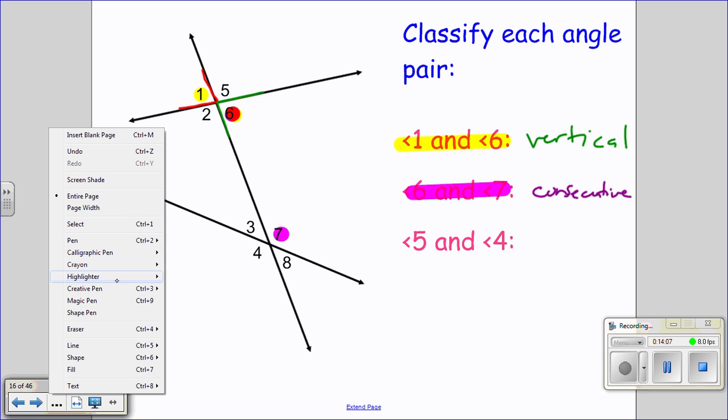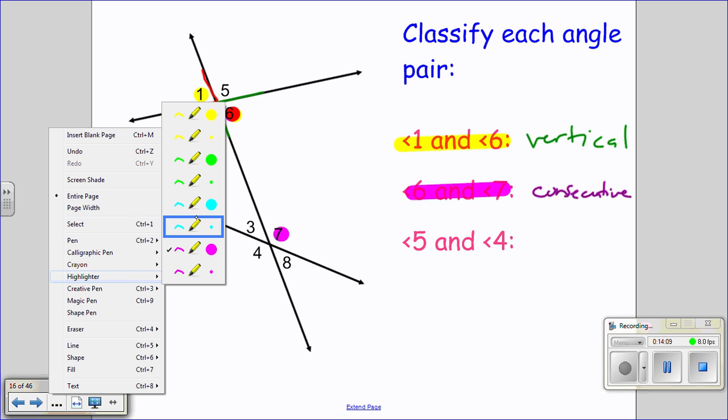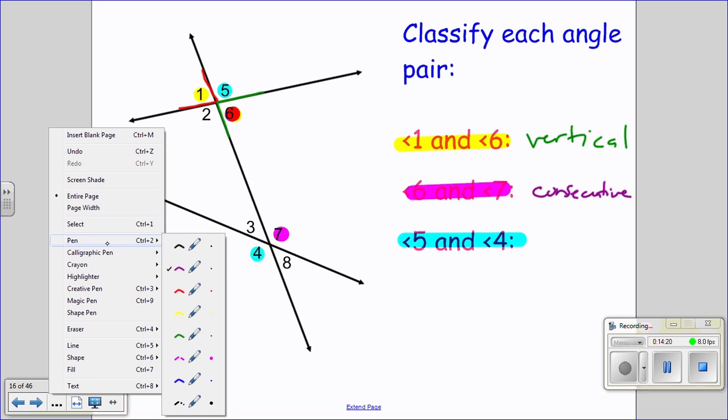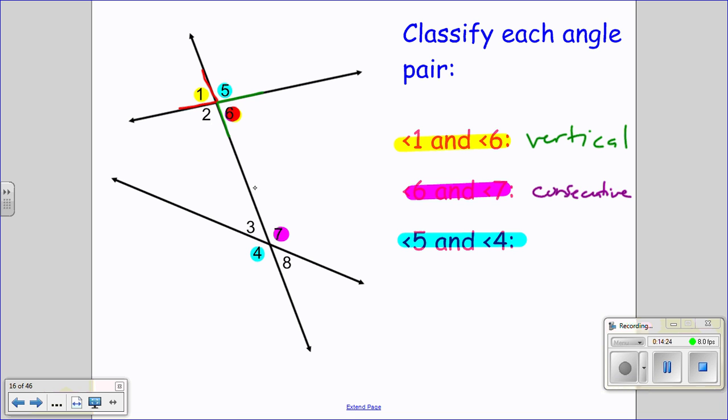And now we're going to look at angle 5 and angle 4 together. Here's angle 5. There's angle 4. Angle 5 is in the exterior region. Angle 4 is also in the exterior region. And they're on opposite sides, so that means they're alternate exterior.